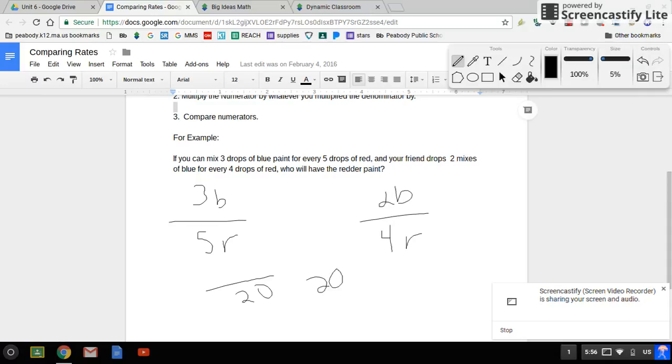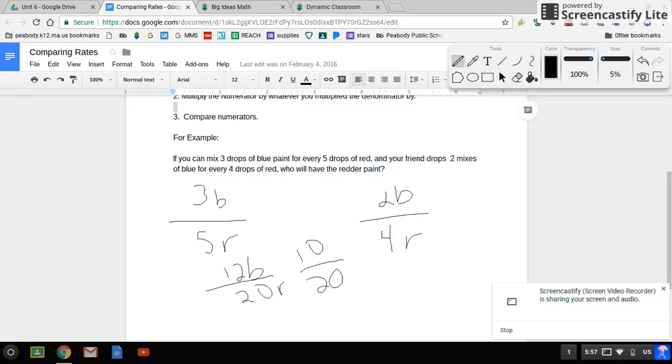So if they both have 20 drops of red, we want to know which one is the redder paint. That's going to be the one that has less blue in it. So 5 times 4 is 20. So I'm going to do 3 times 4, which is 12. So 12 drops of blue and 20 drops of red. And then for this one, 4 times 5 is 20. So I'm going to do 2 times 5, which is 10.